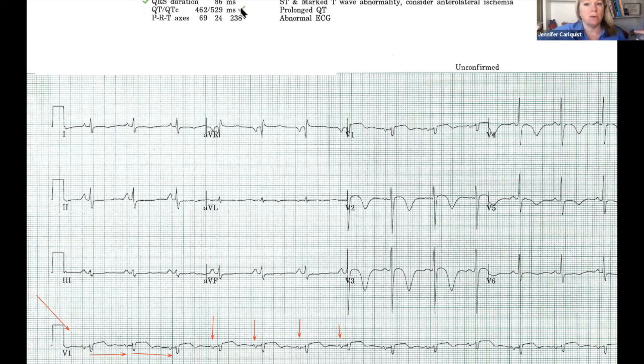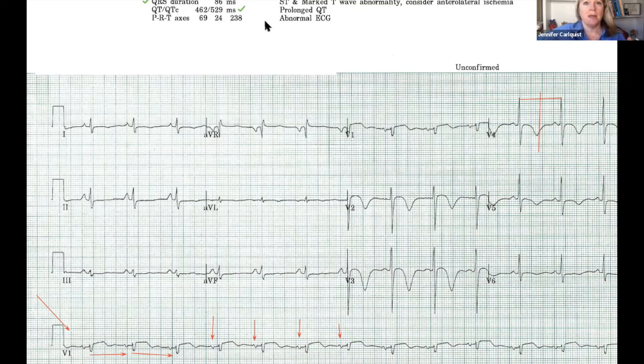QTC is, oh, wait a minute, that's a little long, right? So that's not normal. It should be below 460. So when you get that, you want to go double check, right? And you want to see, is it really that long? Well, you're going to make your line down the middle of the R to R, and you can see it's almost there. So this patient most likely does have prolonged QT.